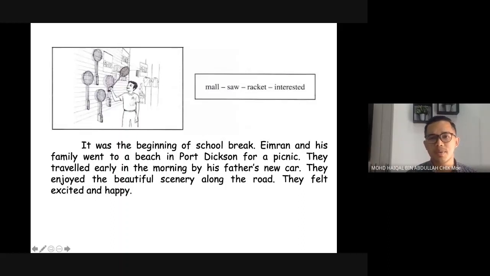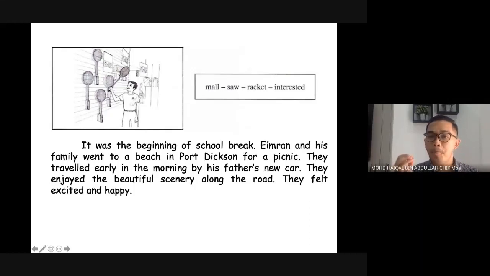The story is about a boy going to the mall. He saw a racket. Yet where did the beach come from, where did Port Dickson come from, the picnic, then the car, the beautiful scenery, and all? Being creative doesn't mean that you can just write whatever you like. You can add your own ideas, but they must be in line with the storyline. It must relate to the situation given in the question. So here it totally doesn't make sense, right? Because he wrote something like the boy going to the beach and all.